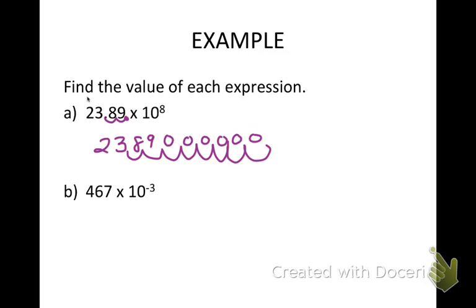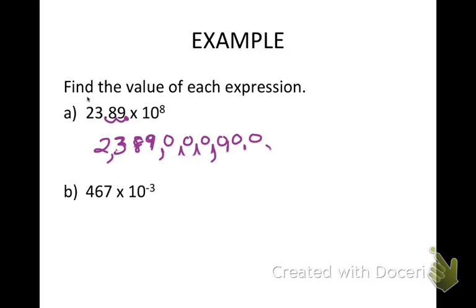So what's that number? Something giant? 23 billion. No, that's 2,389,000,000. Here's your million, here's your billion, here's your trillion, right? 2,389,000,000. That's it. All right, next one.